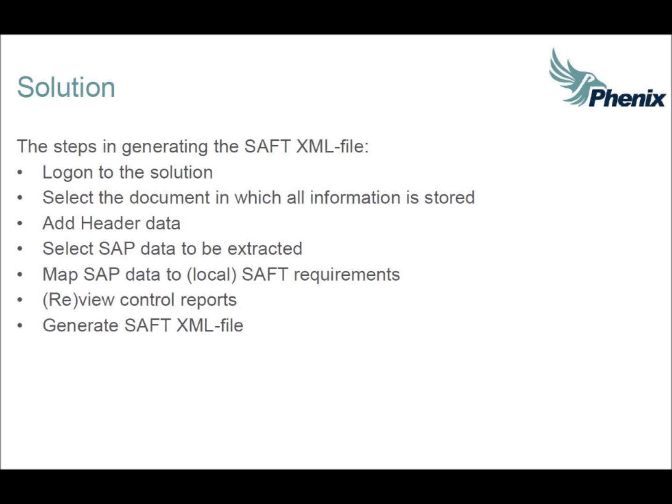The solution that we have developed consists of different steps. You first log on to the solution, then you select the document in which all the information will be stored. You add header data, which is data that's normally not stored in your SAP system but is required in the XML output file. You select the SAP data that needs to be extracted. You perform a mapping to meet the local SAF-T requirements. You review control reports. And as a final step, you generate the SAF-T XML file.